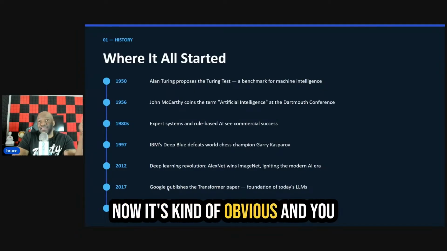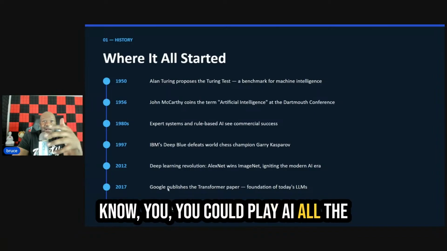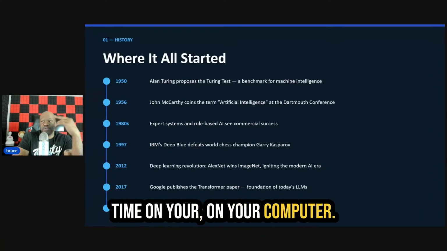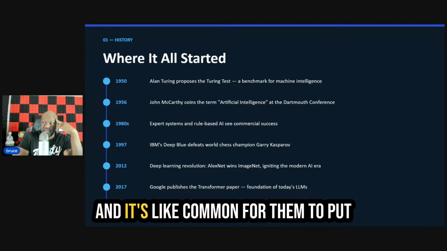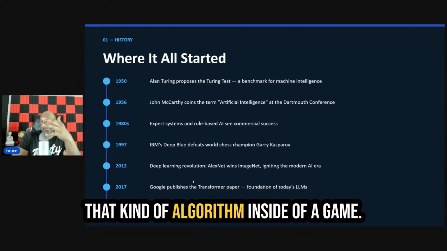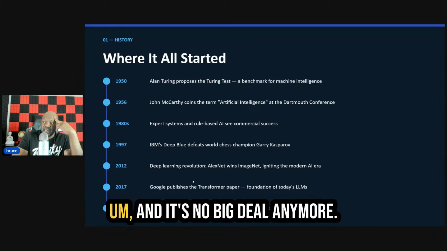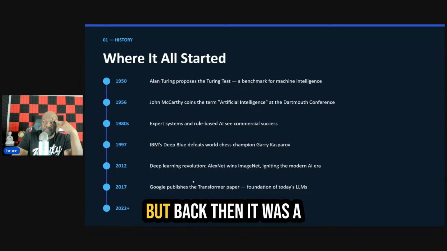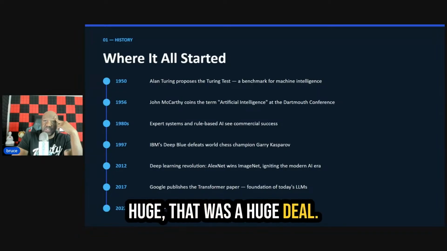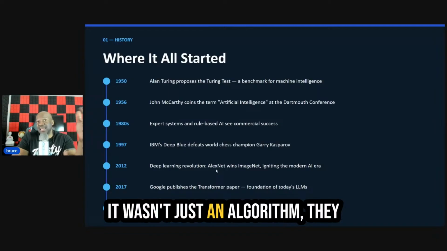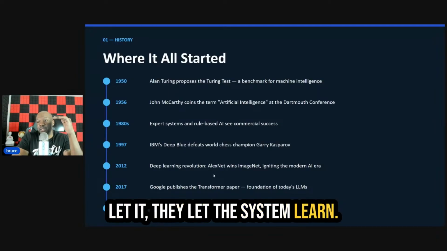So IBM creates an AI that beats a chess champion. They didn't think it was possible at the time. Now it's kind of obvious, and you can play chess against AI on your computer all the time. It's common to put that kind of algorithm inside a game, and it's no big deal anymore. But back then, that was a huge deal, because it wasn't just an algorithm. They let the system learn.